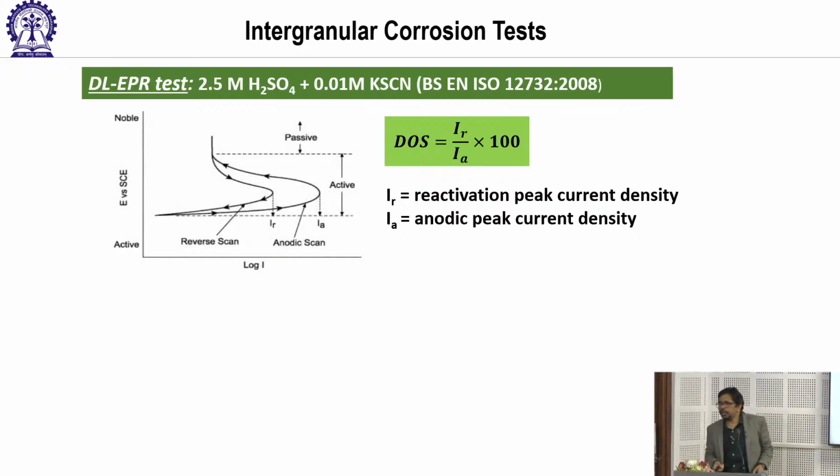One is called the anodic loop, another is the reactivation loop. Find out the maximum current in both loops. For example, in the forward loop this is the maximum current, and this is the backward loop, the reactivation loop, this is the current, and you take the ratio, okay. This is your degree of sensitization. Obviously if it is a sensitized material, the reverse current will be more. If it is less sensitized, the reverse current will be less. So degree of sensitization means this ratio. So obviously if my curve is like this, it is less sensitized, right.